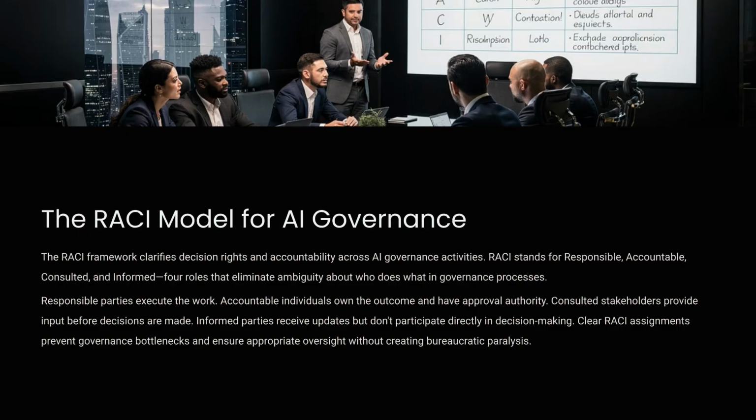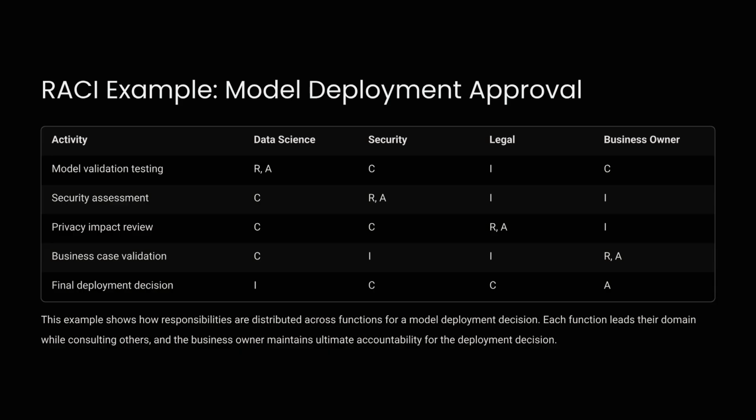It defines who is responsible for executing the work, accountable for the outcome, consulted for input, and informed of the decision, preventing bottlenecks. This RACI example shows how responsibilities for model deployment approval are distributed. The business owner typically maintains ultimate accountability for the final deployment decision, consulting other critical functions.